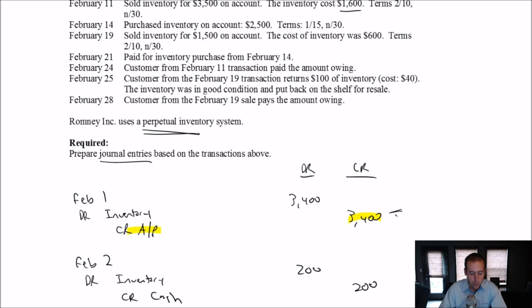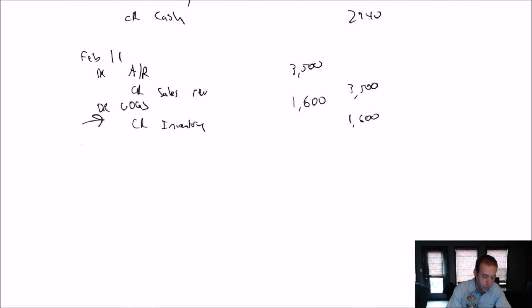February 14th, purchased inventory on account, $2,500. Okay, we buy inventory on account. This is pretty easy. February 14th, debit inventory, credit AP. We bought inventory on account.